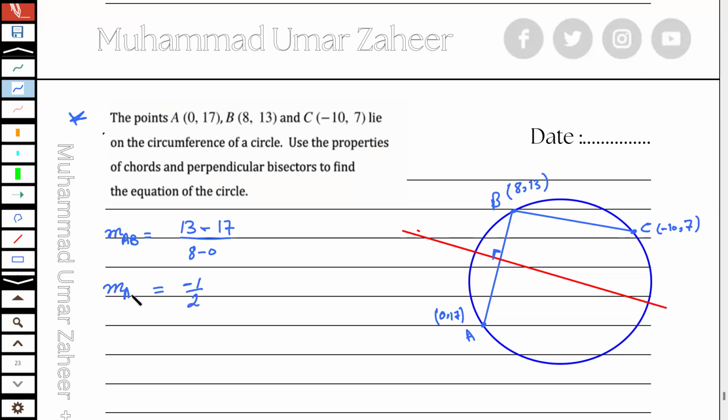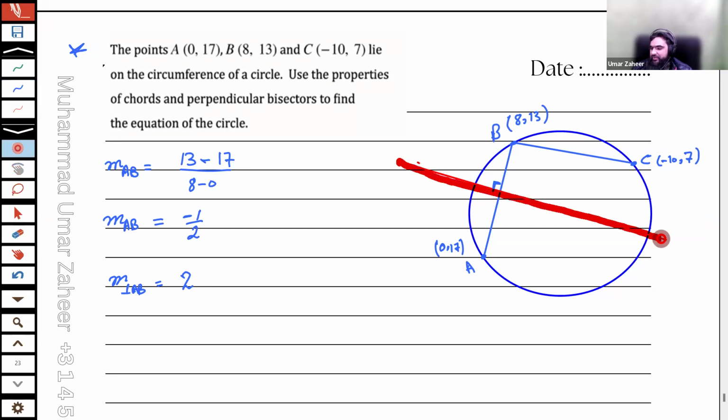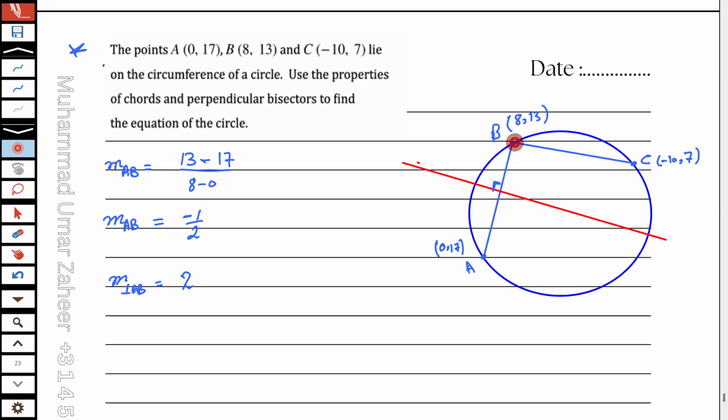So what will be the gradient of the perpendicular bisector of AB? Take the negative reciprocal, it will be 2. We get the gradient of this line. Now we need to find any point that the line passes through. Look here, I told you it is a perpendicular bisector, so this means that the line must pass through the midpoint of AB. So we have to find the midpoint of AB.